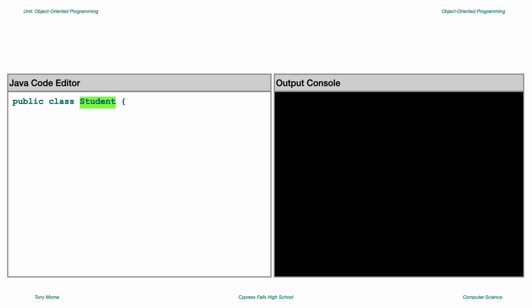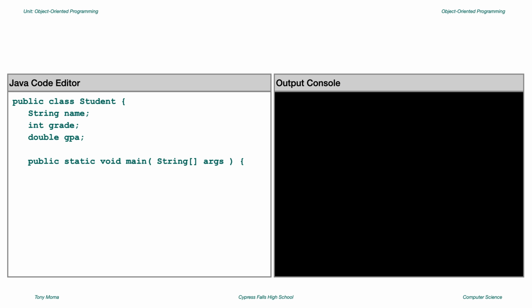Next, I need to write out the data. I need to declare the data. I'm going to use a string for the name instance variable, an int for the grade instance variable, and double for the GPA instance variable. Once again, I chose these types because these are the types I felt makes the most sense for how I intend to use the data. Now, once again, we're not going to write code for the actions yet. We're going to save that for another video. For this video, let's focus just on the data and how to create a student object. So let's open up our main method.